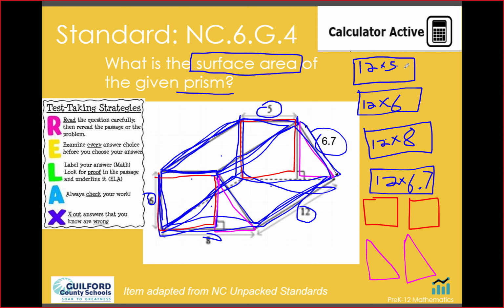So I know that 12 times 5, when I put it in my calculator, is 60. So I'm going to write that right next to it. And 12 times 6 is 72. 12 times 8 is 96. 12 times 6.7 is 80.4.